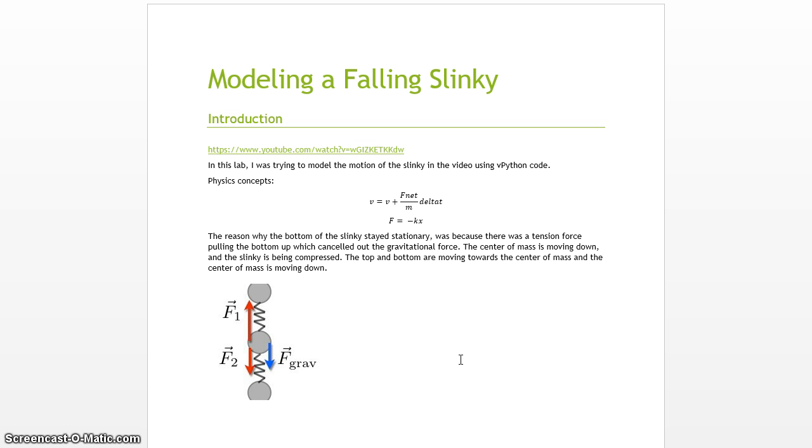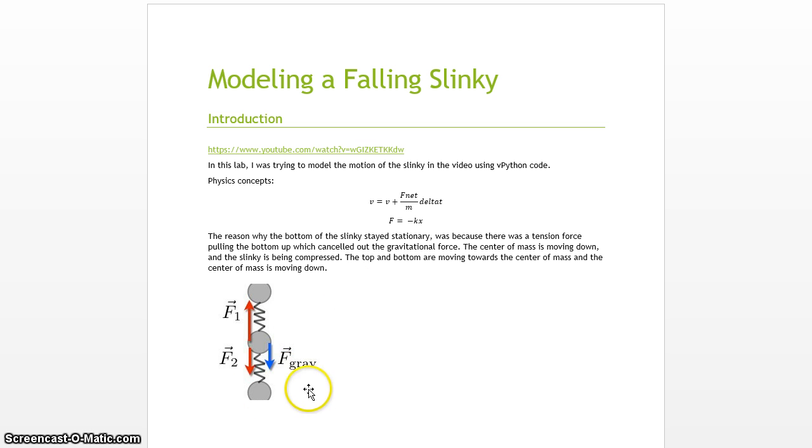The center of mass is moving down and the slinky is being compressed at the same time. And so to the human eye, it looks like the bottom of the slinky isn't moving, but it actually is relative to the center of mass. It's getting closer to the center of mass, but because the center of mass is falling down, it looks like it remains stationary. And so the top and the bottom are moving towards the center of mass, and the center of mass is moving down.